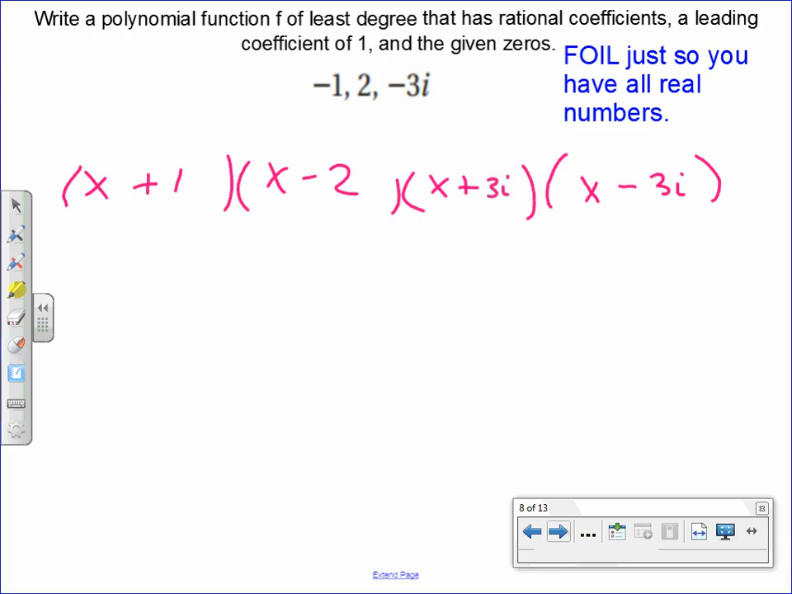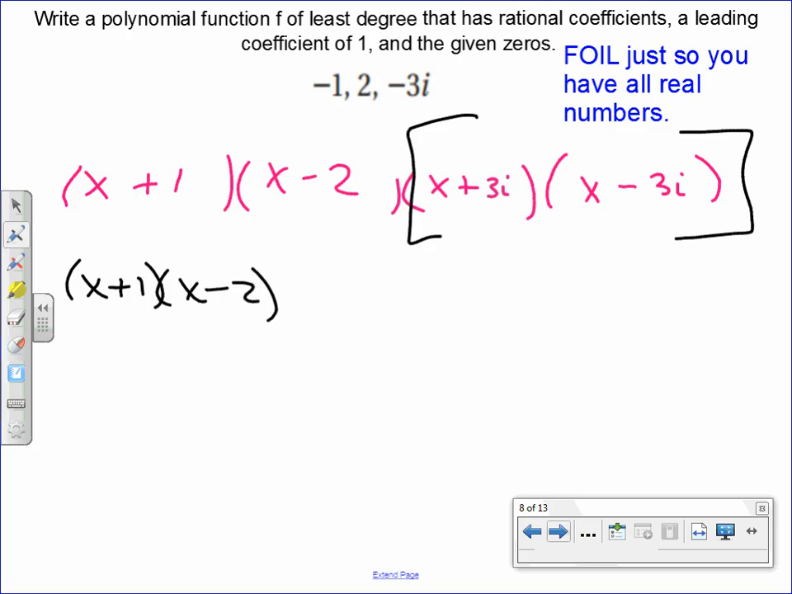Now, to save you some time, we're not going to make you FOIL this whole entire thing the whole entire way out. We're just going to make you FOIL so that we have all real numbers. So really, these 2 are all real numbers, so these are fine. So I'm just going to leave my x plus 1 and my x minus 2. But I'm going to have to do a little bit of work here because I've got some imaginaries.